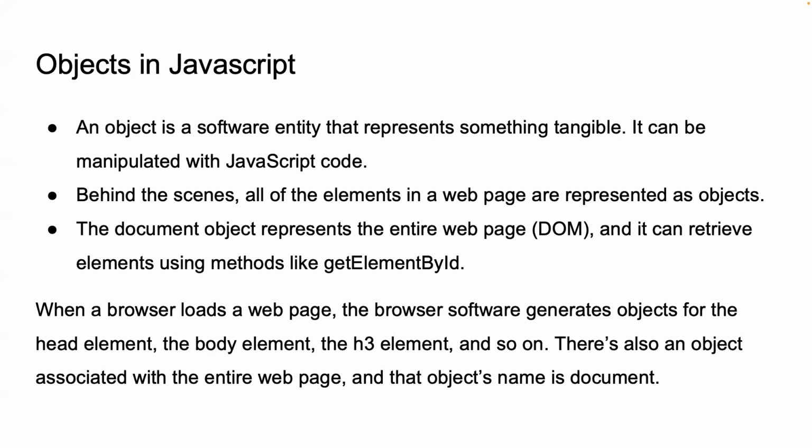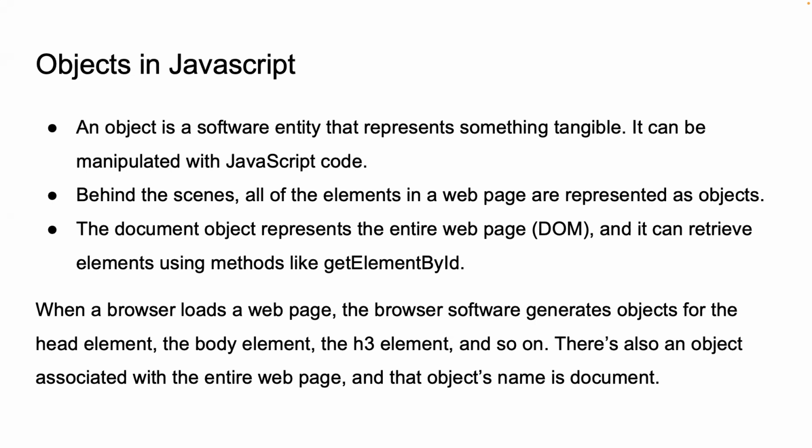Objects in JavaScript. An object is a software entity that represents something tangible. It can be manipulated with JavaScript code. Behind the scenes, all of the elements in the web page are represented as objects. To explain what objects are in object-oriented programming, I will post a video. You don't have to understand everything right away, but for a basic idea, you can watch that video on how objects are represented in code.